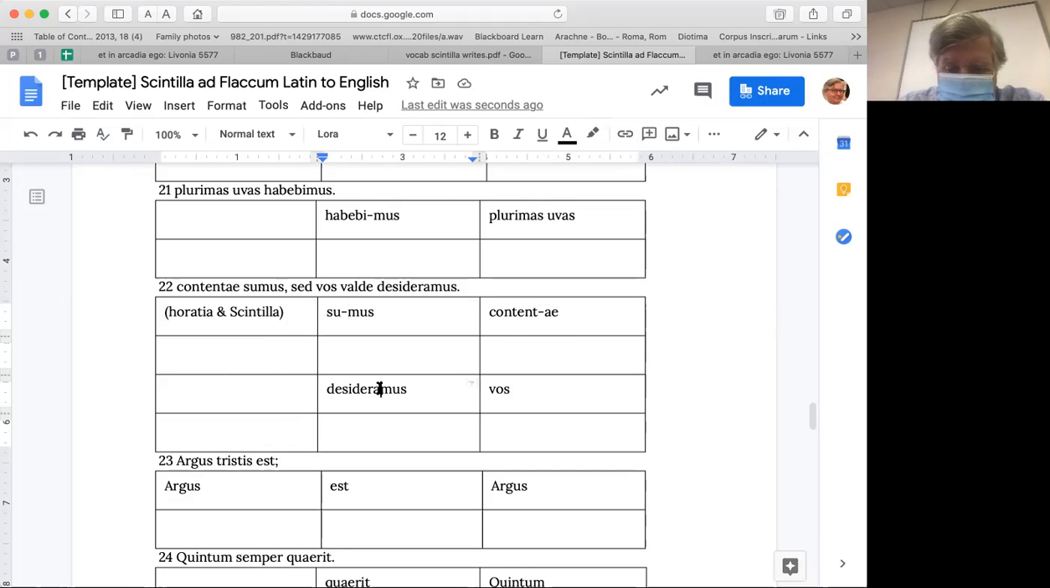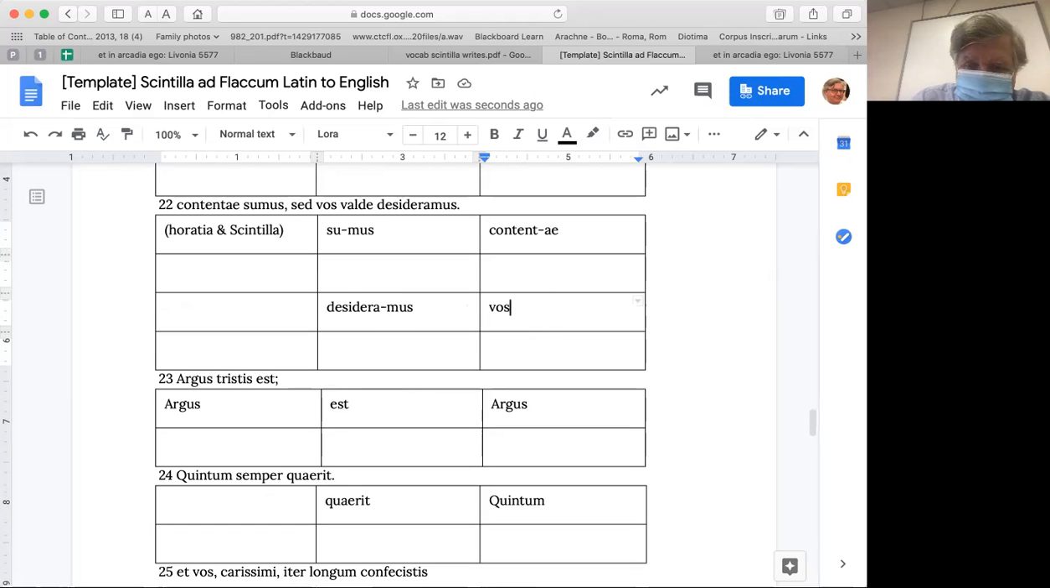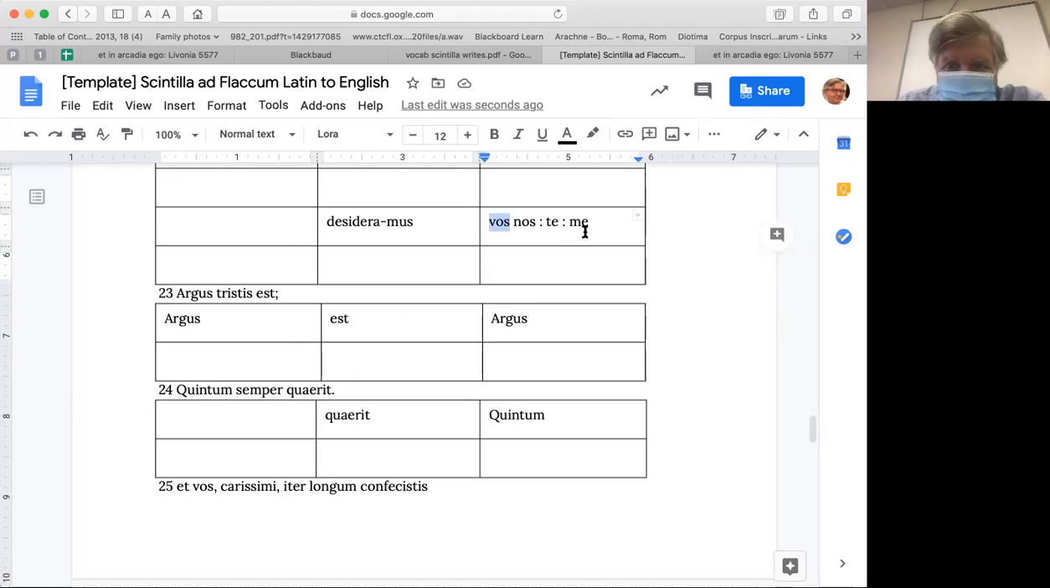Desideramus, same again. We desire vos, or we miss vos. So the opposite of vos is nos, in the same way that the opposite of te is me in the singular. So this is the singular of those two. This is the plural. Vos, nos. Nos means us. Me means me. Te means you. Vos means the plural of you. Okay.